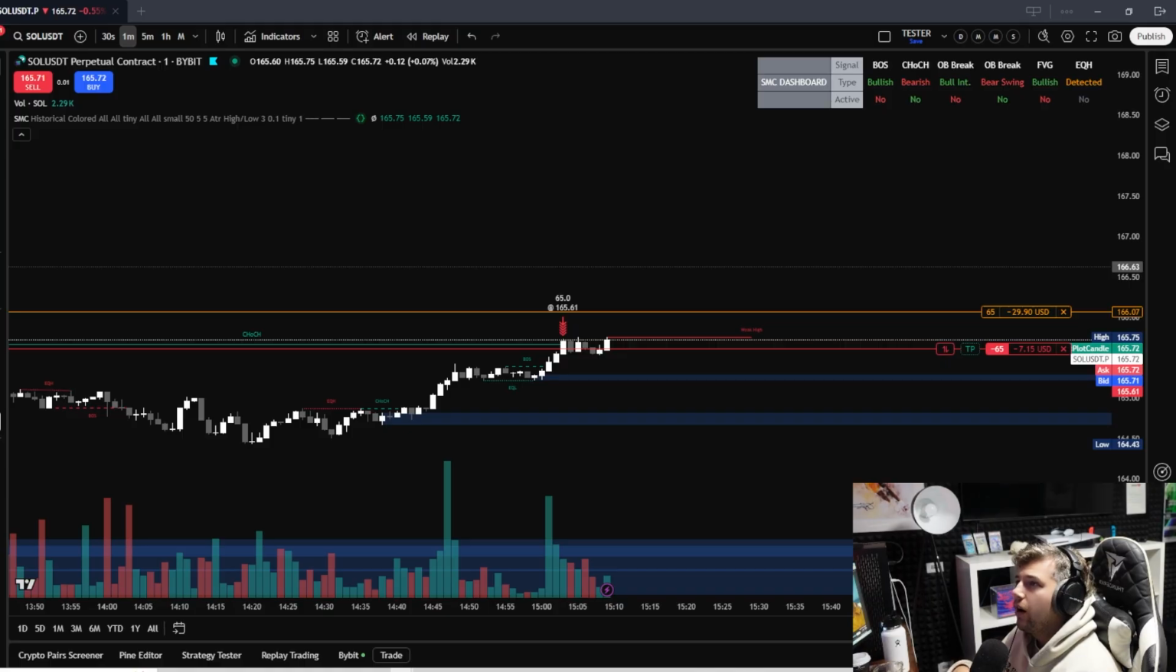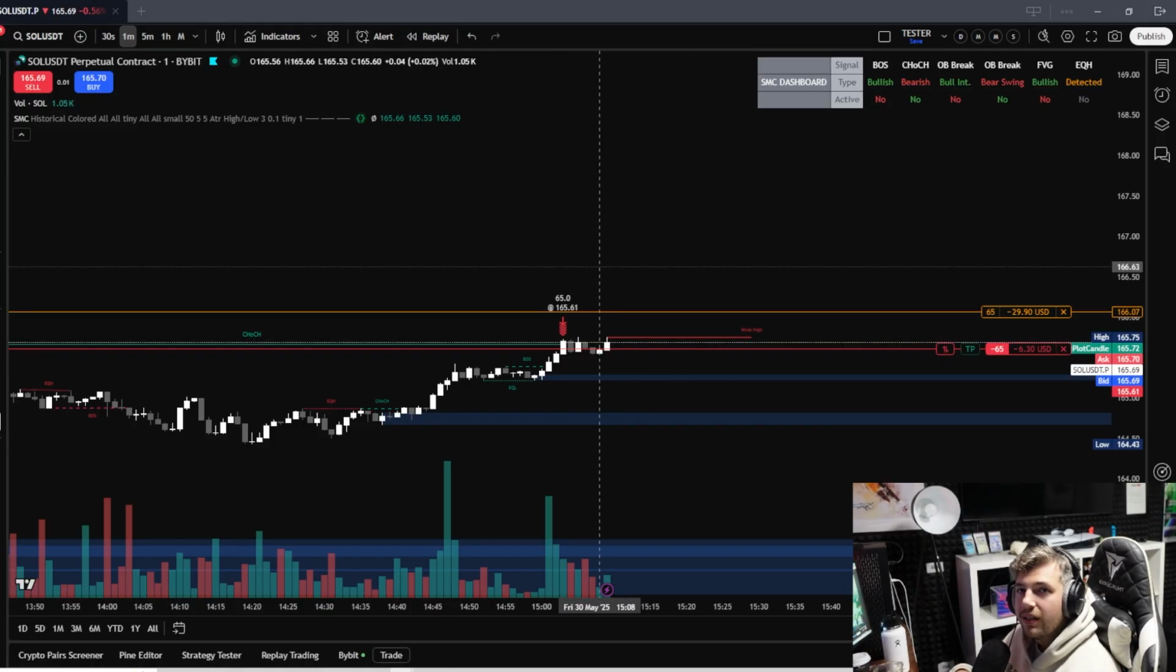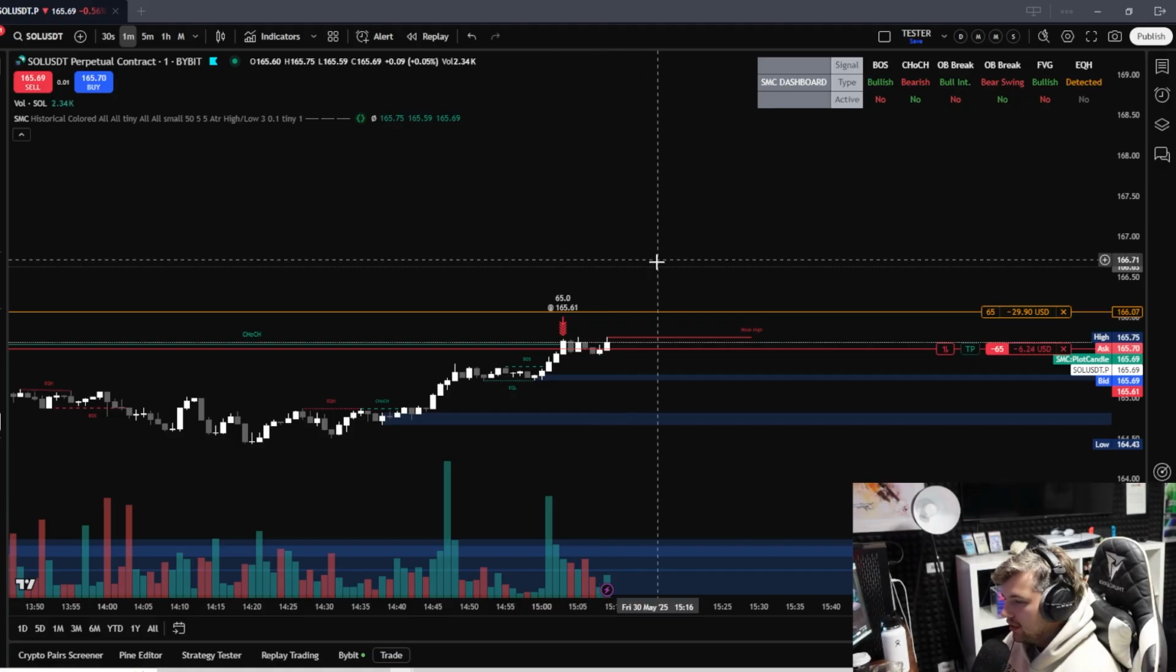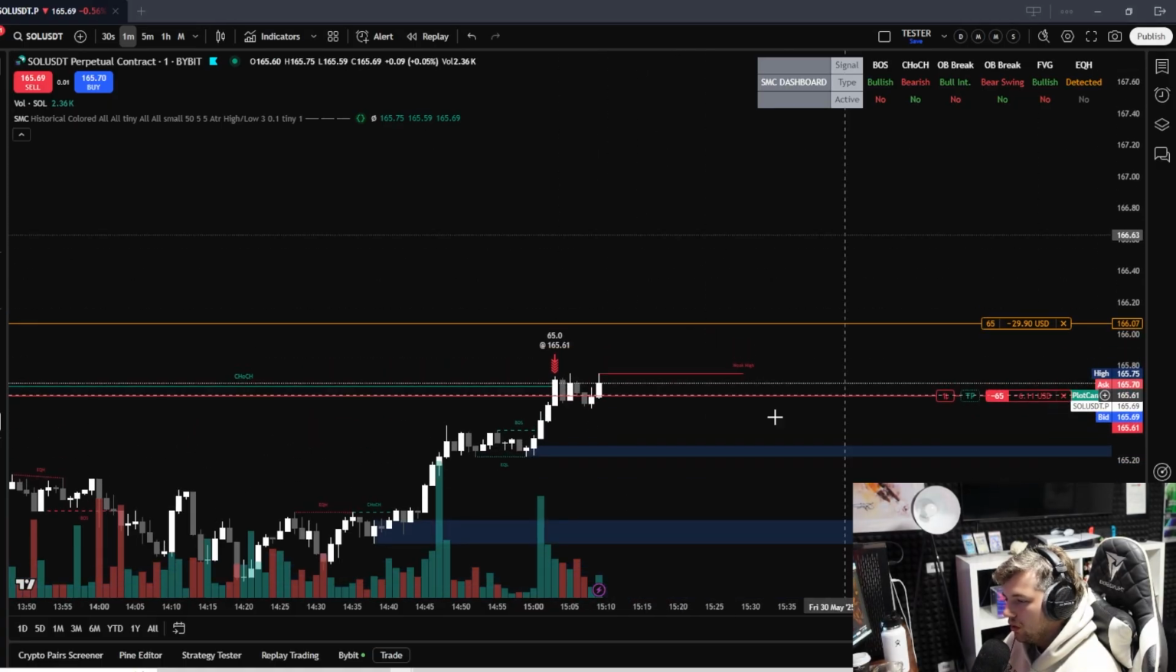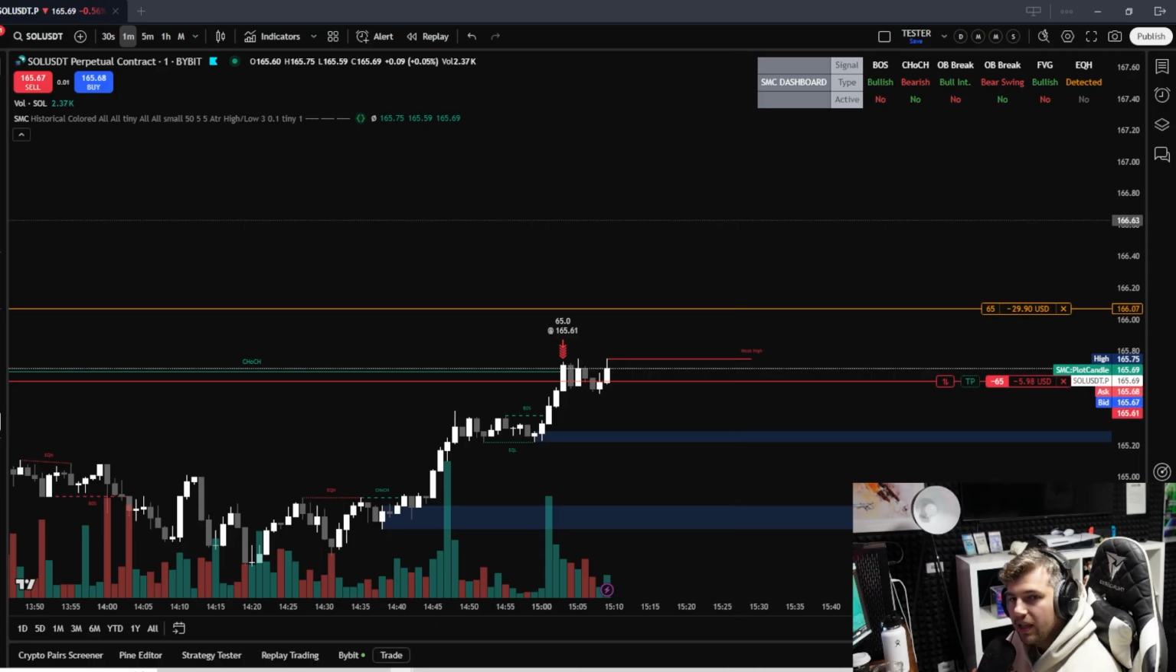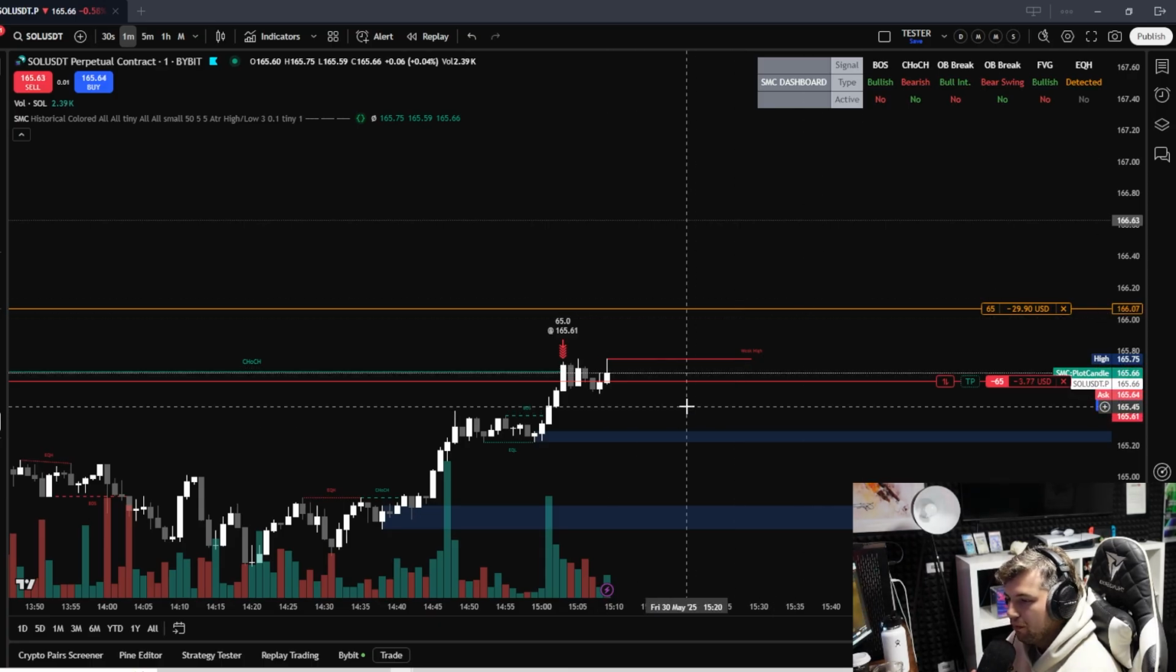I just brought up the RSIs and the MACD basically just to see what the other markets look like. It looks like it is struggling to hold bullish trends on the MACD, and it could very well invert, going bearish.